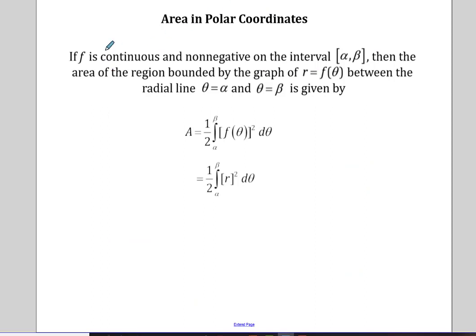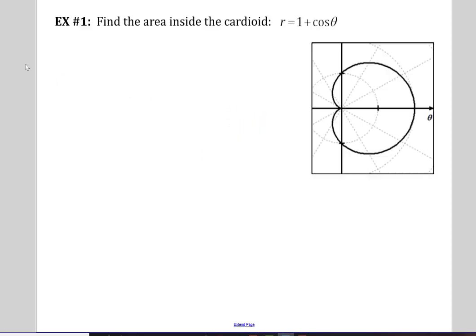So the formula we'll use: if f is continuous and non-negative on the closed interval from a to b, then the area of the region bounded by the graph of r equals f of theta between two radial lines, one theta equals alpha and the other theta equals beta, is given by the area formula: 1/2 of the definite integral from alpha to beta of f of theta squared d theta. And that's our 1/2 r squared d theta.